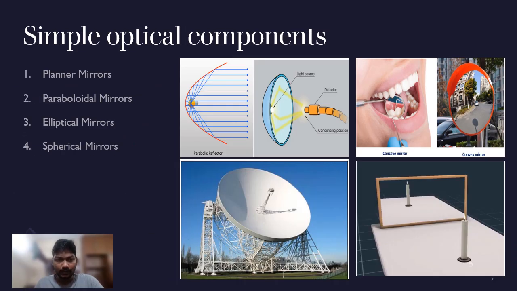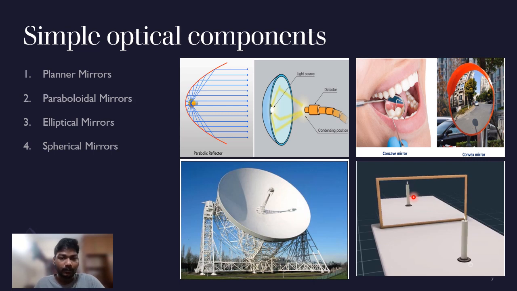So in this slide, I have listed some simple optical components which are used in ray optics most of the time. The first one is the plane mirror. As you can see in this figure, plane mirrors are generally used for grooming purposes, and the distance of the object from the mirror is equal to the distance of the image from the mirror.